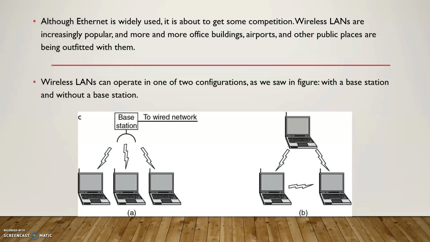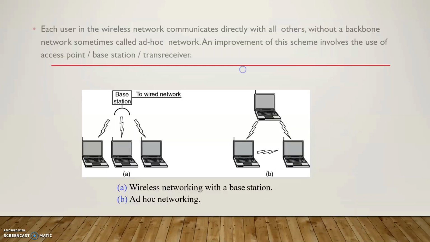Wireless LANs can operate in one of two configurations, as we saw in the figure: with a base station and without a base station. Each user in the wireless network communicates directly with all others without a backbone network, sometimes called an ad hoc network. An improvement of this scheme involves the use of an access point, base station, or transceiver. The scenario shows a wireless network with a base station, and the second one is an ad hoc network. The ad hoc network needs no infrastructure, and the users themselves act as the access points.